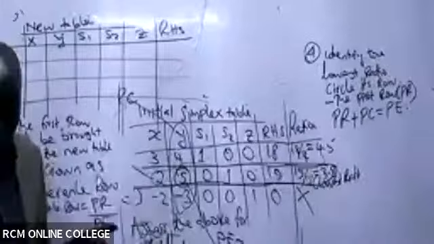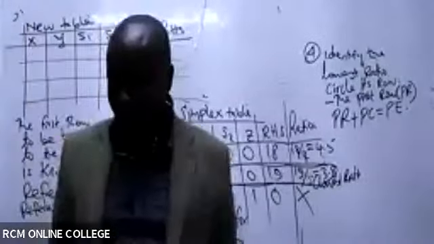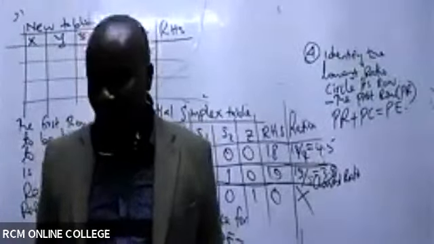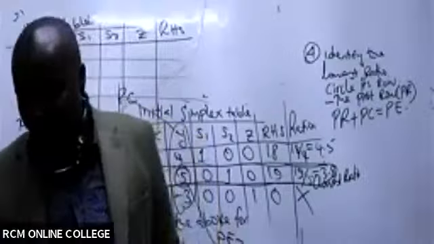What is the pivot element in our question? Pivot element in our question is how much?